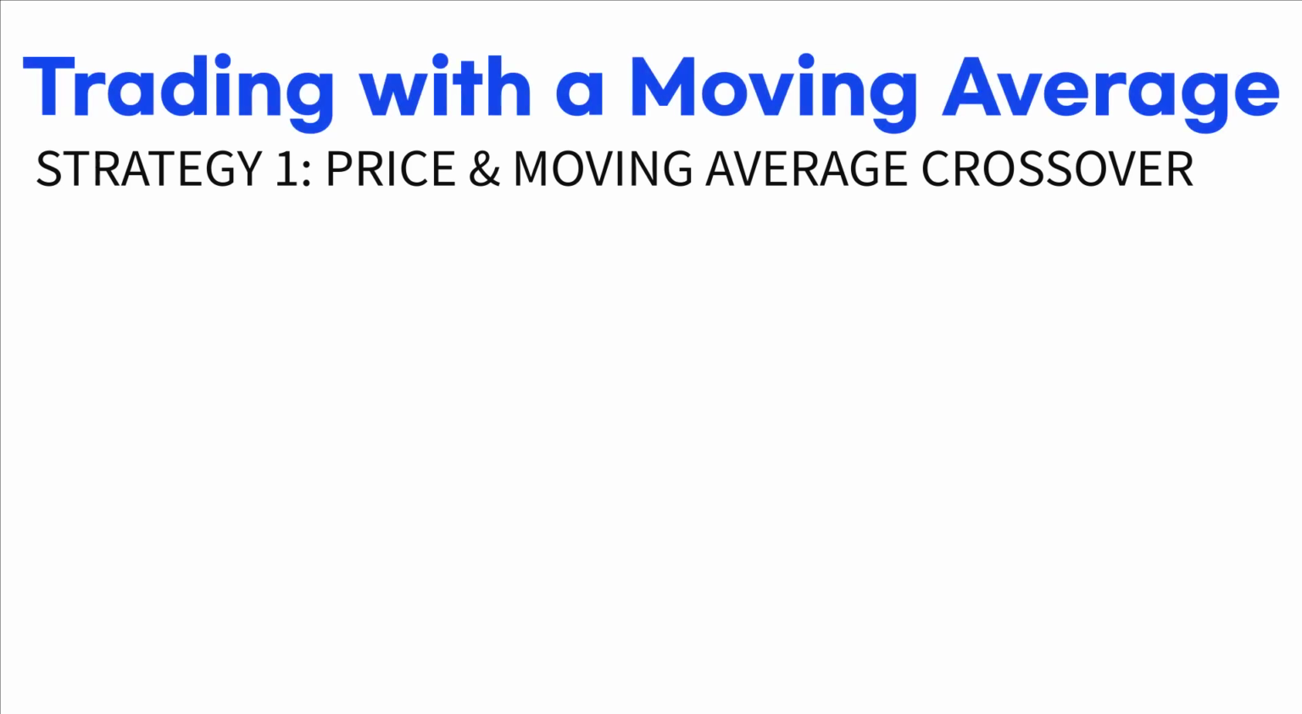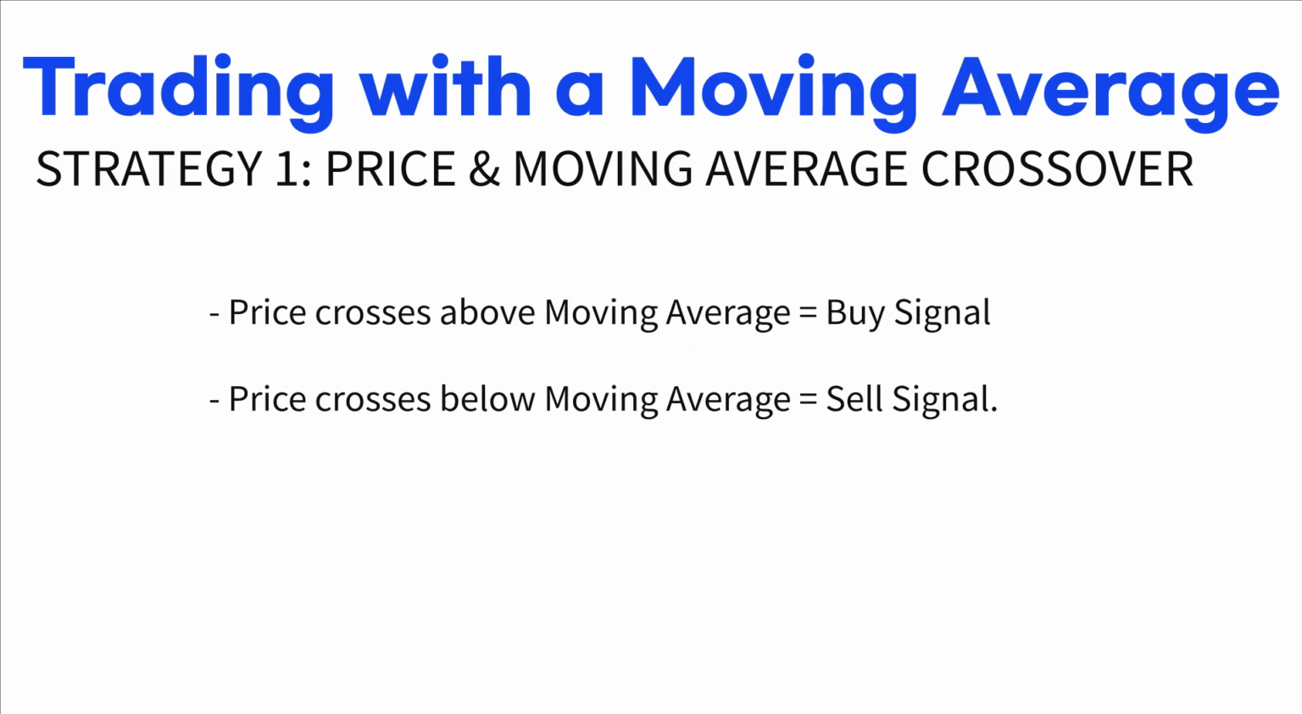One of the most common trading strategies is the moving average crossover. The first crossover we'll explore is the price and moving average crossovers. While there are no hard and fast rules when it comes to the length or the type of moving average we have to use, we can choose the 20 EMA. In a price and moving average crossover, we can interpret it as follows. Price crosses above moving average, buy signal, and price crosses below moving average, sell signal.